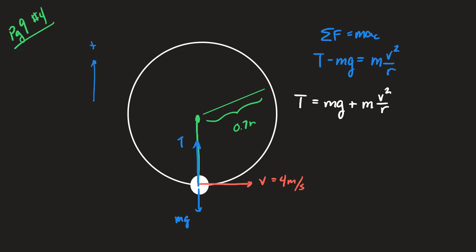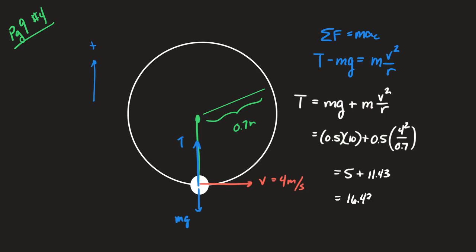Now there's a numerical answer here. We were told the mass was 0.5, so this will be 0.5 times 10 plus 0.5 times 4 squared over 0.7. 0.5 times 10 is 5, plus 4 squared is 16. 16 divided by 0.7 is 22.85, so half of that is going to be 11.425 or 11.43. So 16.43 Newtons.